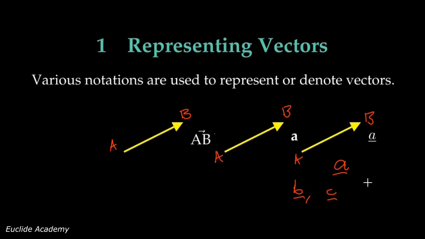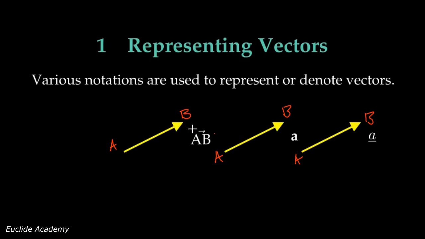We can choose C and underline it. We can choose whatever letter we want, and underline it. This will represent the vector AB. So from here you can clearly see that there are different ways of representing the vector AB. We have all these different ways that we can use to represent this vector. Hopefully this is not so complicated. So this is how we represent a vector AB.